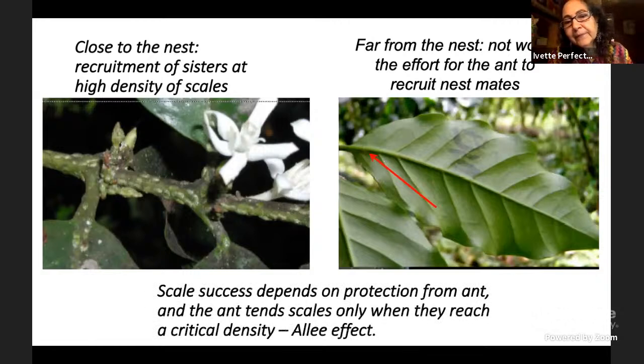So the success of the scales depends on the protection from the ants, and ants tend scale only when they reach a critical density. So this we're calling the Allee effect, no? The scales need to have some sort of critical density for it to be worth it for the ants to invest the energy to go all the way there and start tending them, etc. Below that critical density, it's not worth it for the ants to tend them.